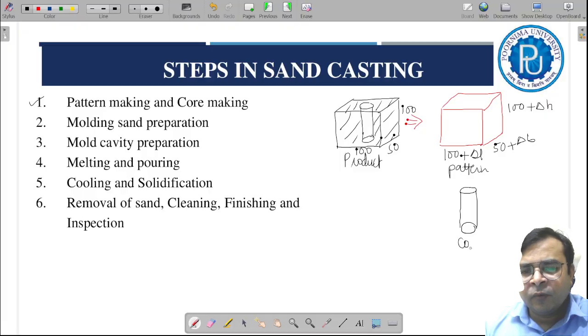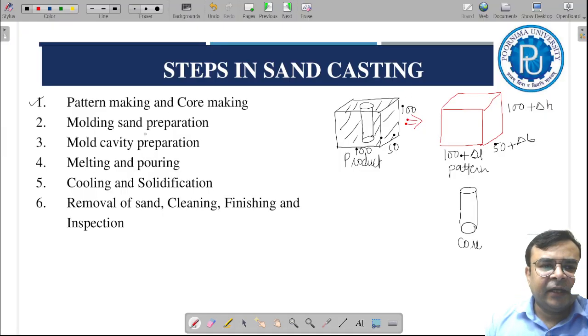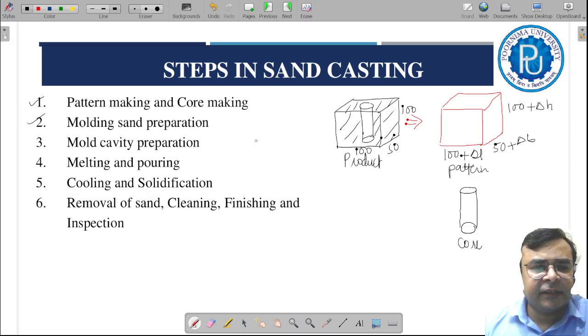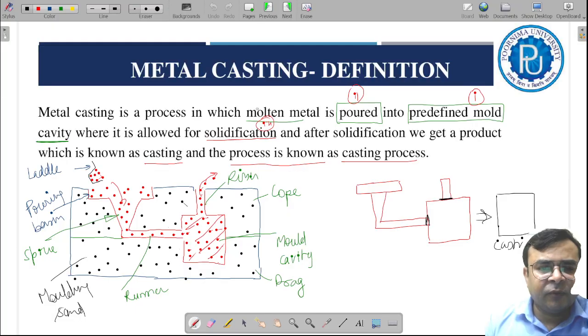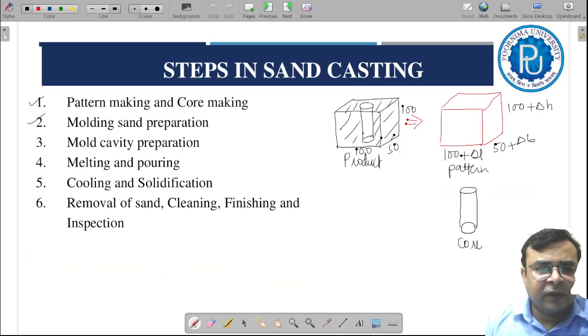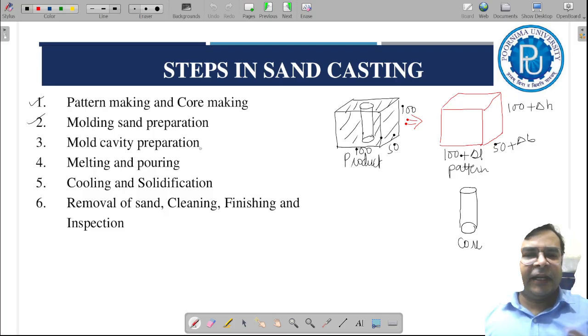So the first step is to make a pattern or a core, and the second step is molding sand preparation. In the previous slide I told you this is the molding sand which is filled inside the system. So first we need to make the molding sand, and you can see what type of preparation is required in the sand. That is why molding sand preparation is an essential step.